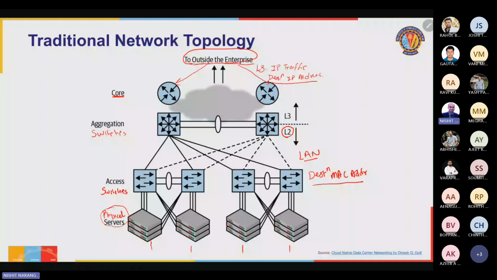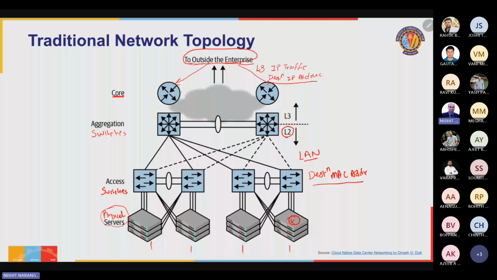Okay, this IP address could be the IP address of this server over here, let's say. So the traffic has been routed. The core switches are the routers. These are not switches, but you see the circular notation. These are the routers which are receiving IP routed traffic from outside the enterprise to the core. And this is what they are forwarding towards the aggregation switches.